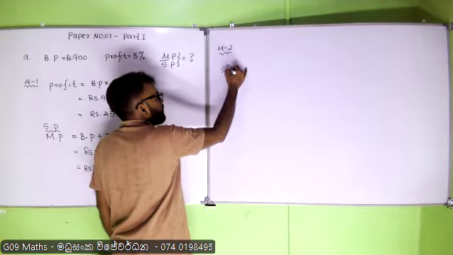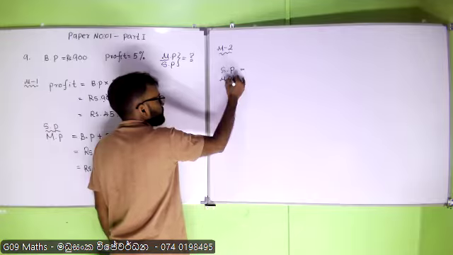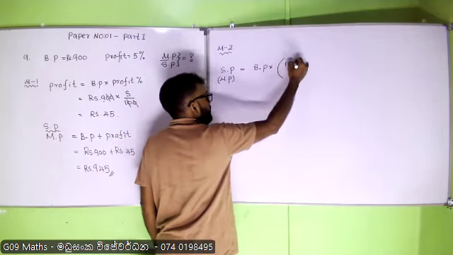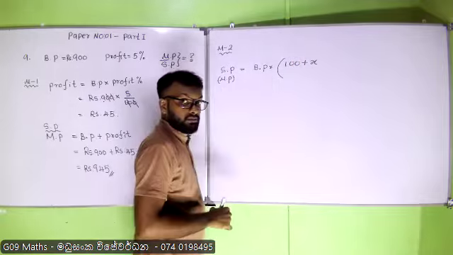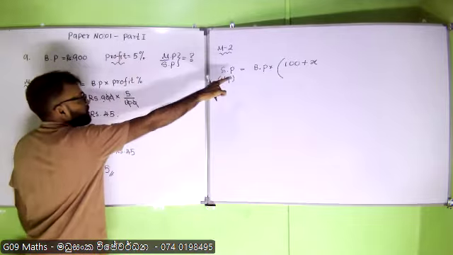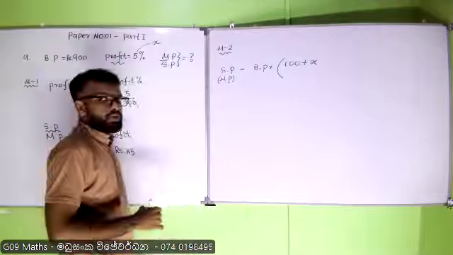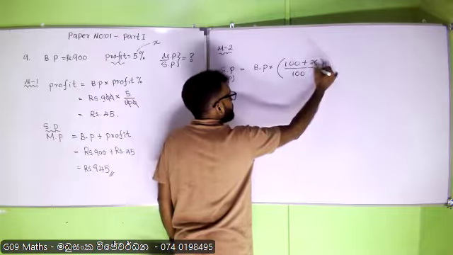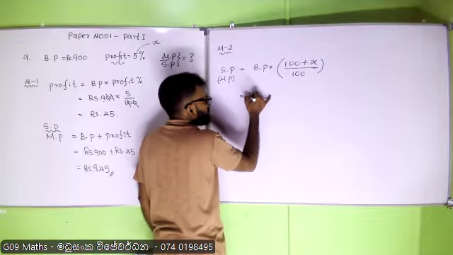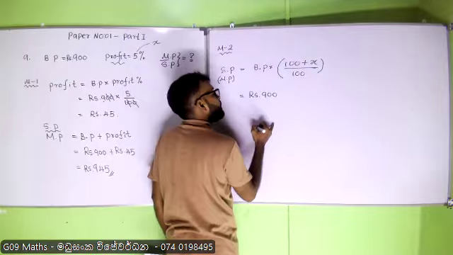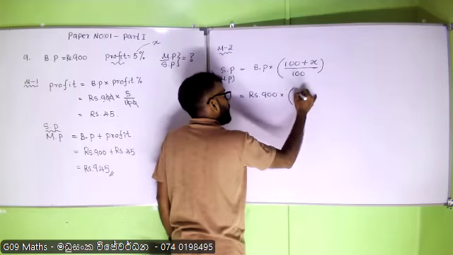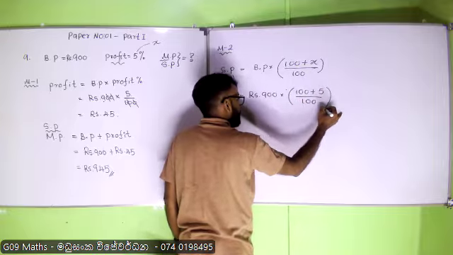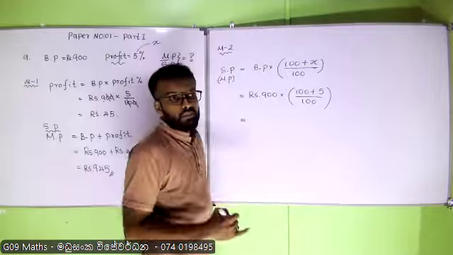Selling price or mark price equals buying price multiplied by (100 plus x) divided by 100, because this is a profit. You are going to take the profit as plus x. X means 5. Can you remember? I hope so. So mark price equals buying price 900 rupees multiplied by (100 plus 5) divided by 100. You can directly find the selling price or the mark price by using this method.